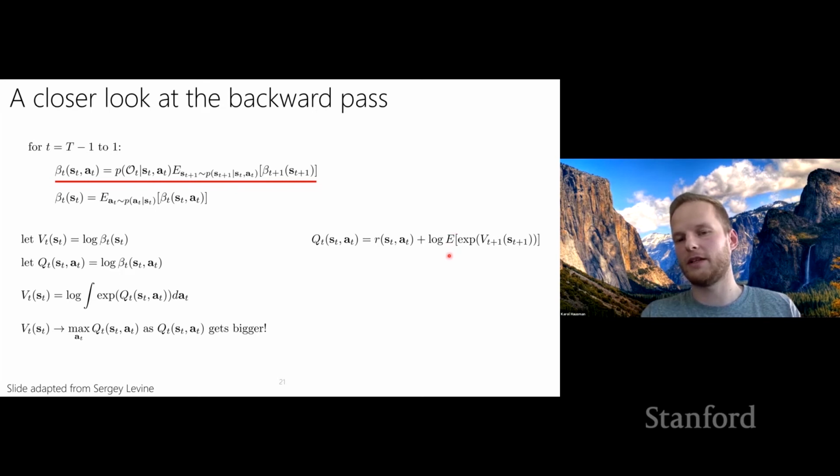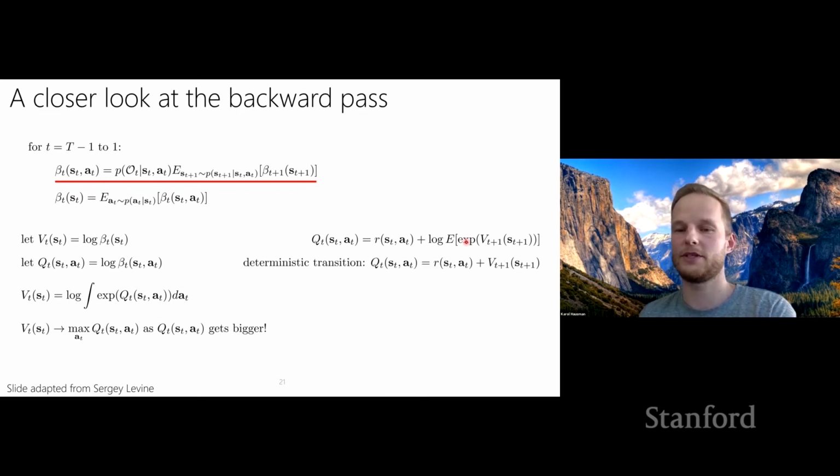So let's pretend that the dynamics are deterministic. So there's no expectation; the expectation of a constant, we can remove that. So then we have the logarithm of the exponent, right? These two cancel out, and for deterministic transitions, we'll end up with an equation that looks like this: our Q is equal to the reward plus the value at the next time step. All right, so now this looks very familiar.